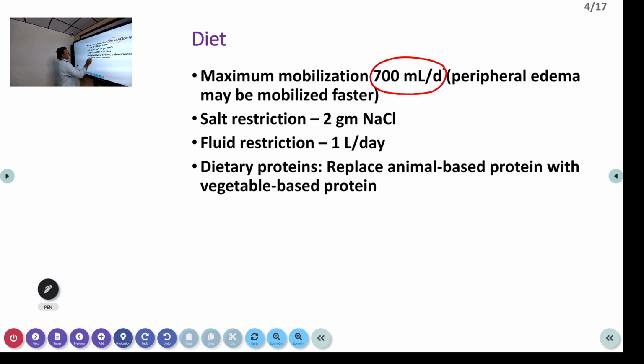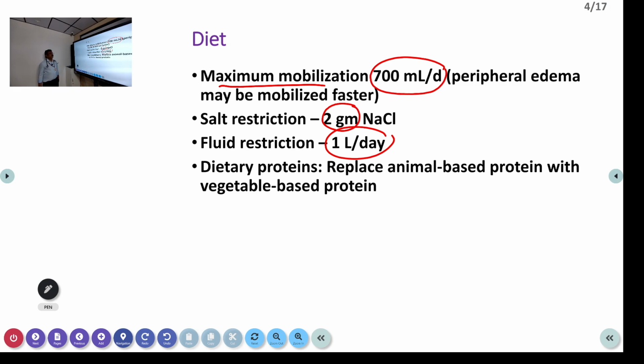So maximum mobilization is important. Next thing is volume restriction. The intake output chart should be strictly maintained, and 1 liter per day should be the intake. It should be restricted. Second thing is salt restriction, 2 gram. You have to restrict the salt to 2 gram. That is very, very important.